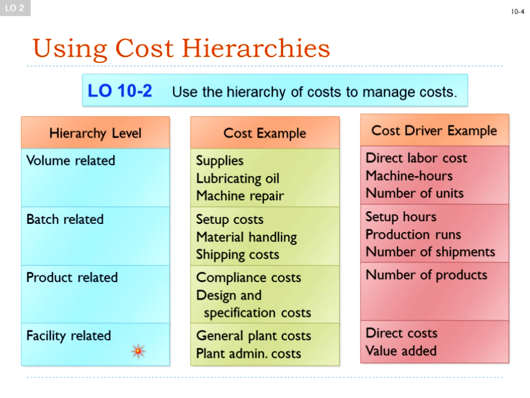So we have two extremes here. We have the volume-related costs, which are directly related to your production. We have facility-related costs, which are not related to production at all. They're fixed costs. And then we have batch and product-related costs, which are affected by the way managers manage activities.